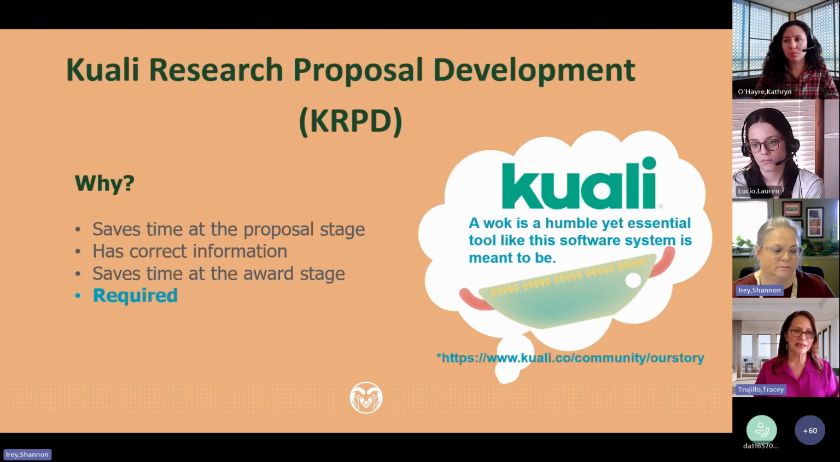So if it's designated as research activity, you're going to see the 54% modified total direct costs in that rate section of the budget. It has that correct information. It also has our fringe rates.